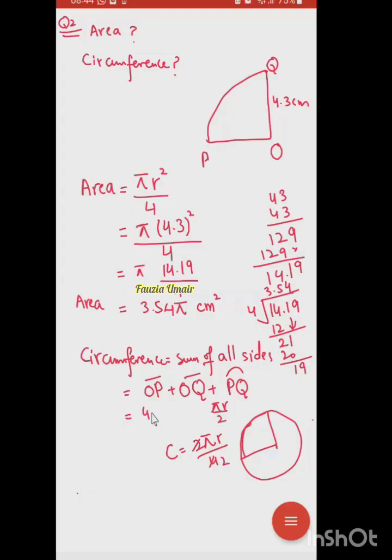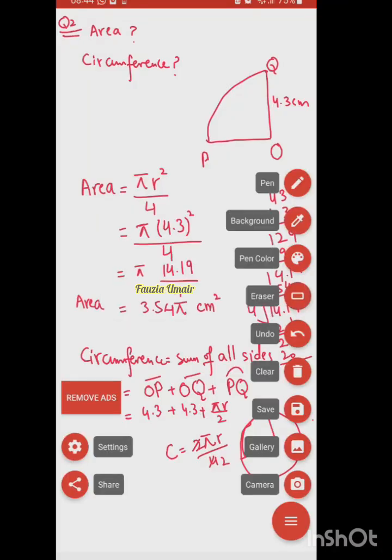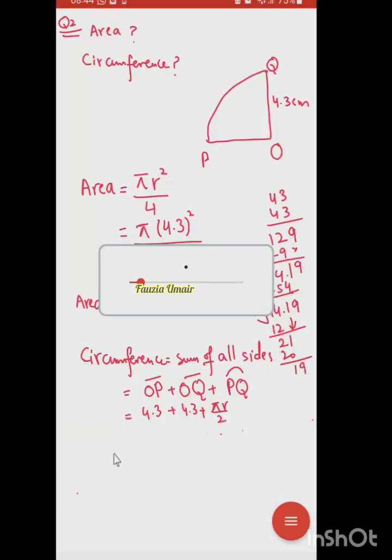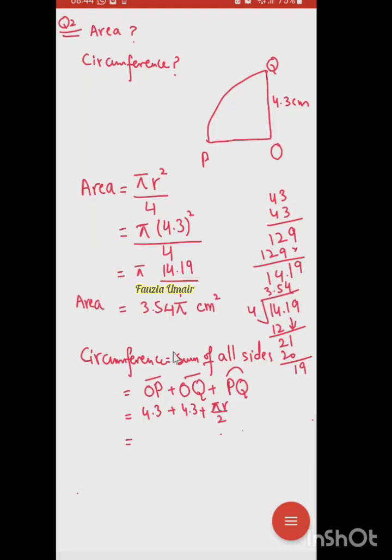This is 4.3 plus 4.3. Any question in this? Why PQ is pi r by 2? Anyone who cannot understand? Is it clear? Right? Is it okay now? So now we will solve it.